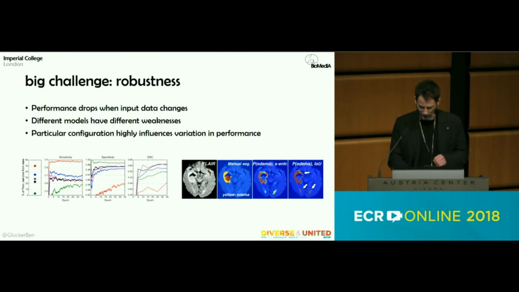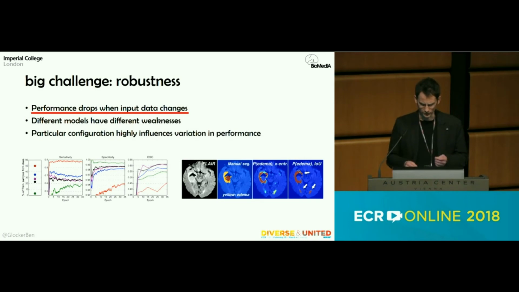The big challenge is robustness with these methods. Currently, we do see a lot of performance drop when the input data changes. That's a huge challenge. I discussed this a little bit in an earlier session over lunch. And we need to think about how to avoid performance drops when the input data changes.